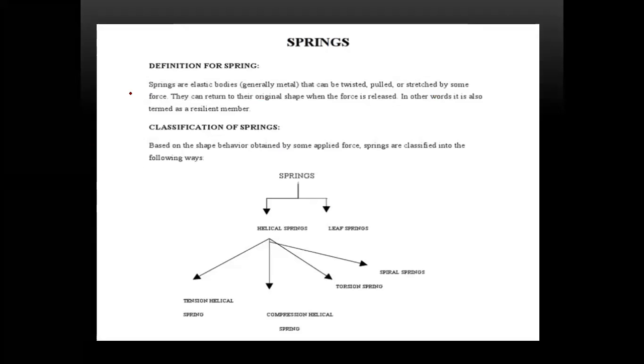Next, what is the definition of a spring here? Springs are elastic bodies, generally metal or plastic, that can be twisted, pulled or stretched by some force.